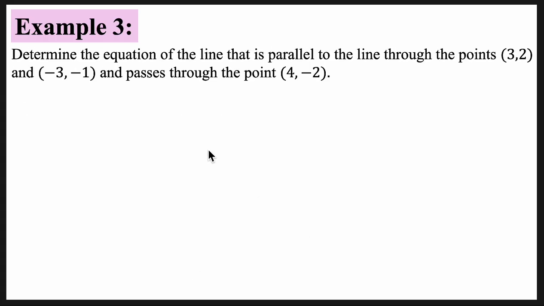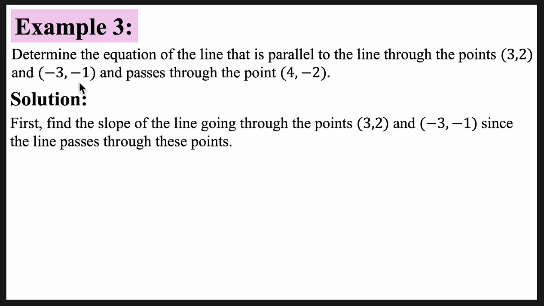Example 3. Determine the equation of a line that is parallel to the line through the points 3, 2 and negative 3, negative 1 and passes through the point 4, negative 2. So the new equation goes through this point and is parallel to the line that goes through this point and this point. So first thing we have to do is find the slope of the original line, which goes through the points 3, 2 and negative 3, negative 1.